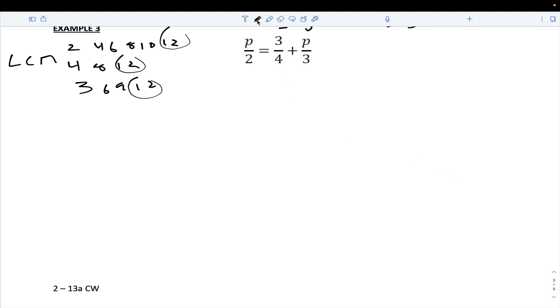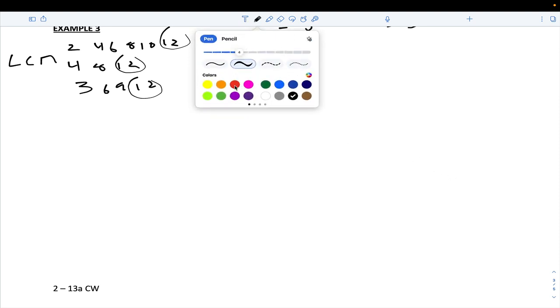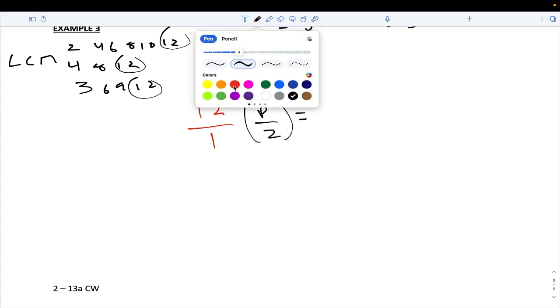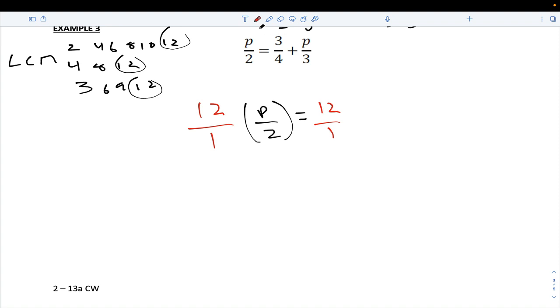Cool. So what do I do with that number 12, Mara? Multiply 12 over 1 by, yeah, let's try it. 12 over 1 times P over 2 equals 12 over 1 times 3/4.